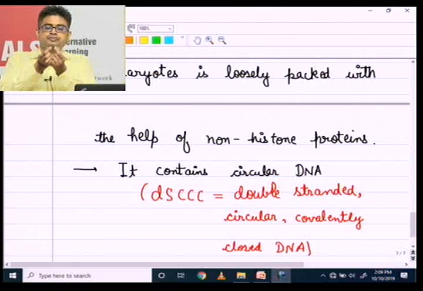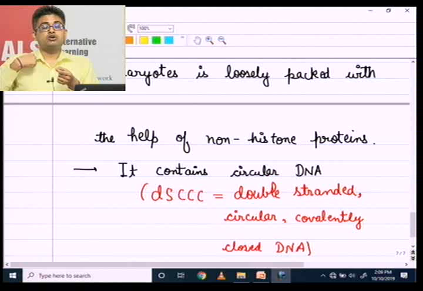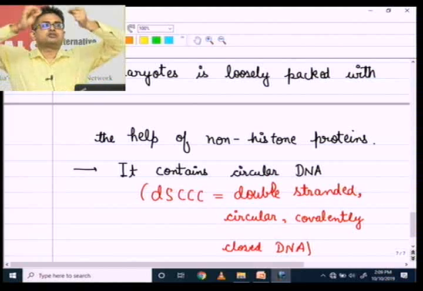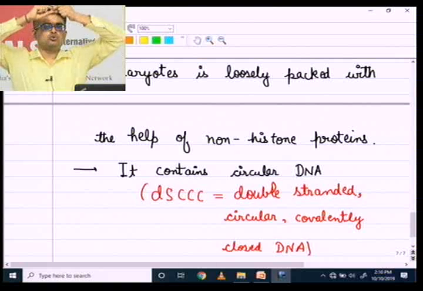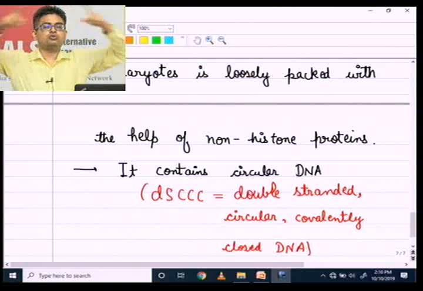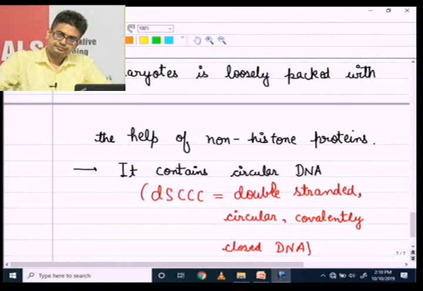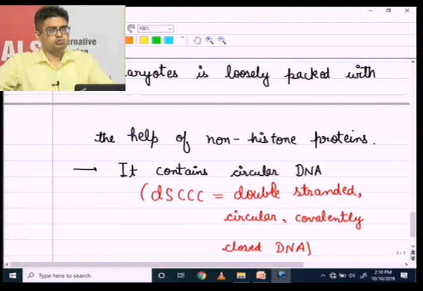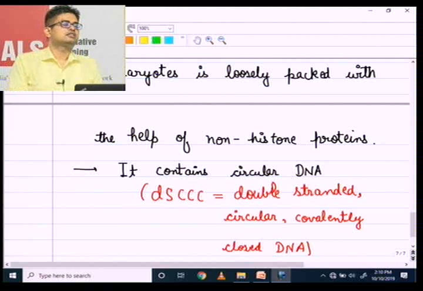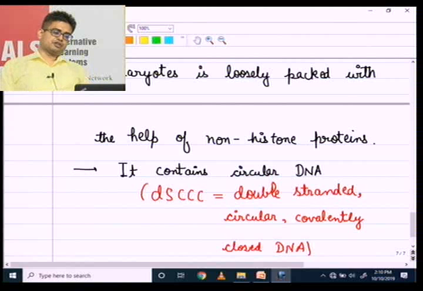So the DNA is not linear. In eukaryotes the DNA is linear, but in prokaryotes it is closed in the form of a circle. This line is no longer a line, it has become a circle. So that is what I am calling circular DNA. Both the ends have joined together by a covalent bond. It is double-stranded, circular and covalently closed DNA. This is the type of DNA that is found in bacteria.